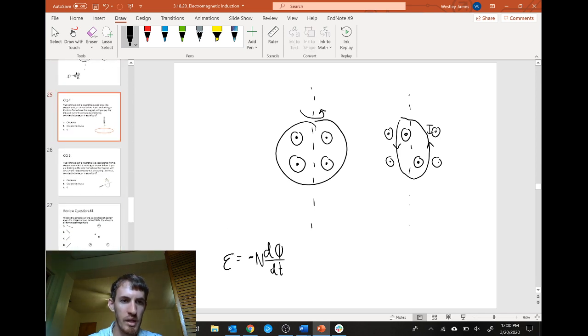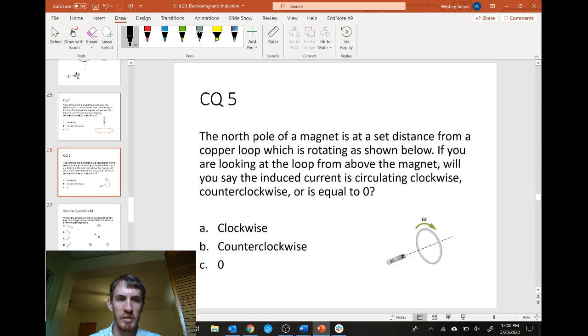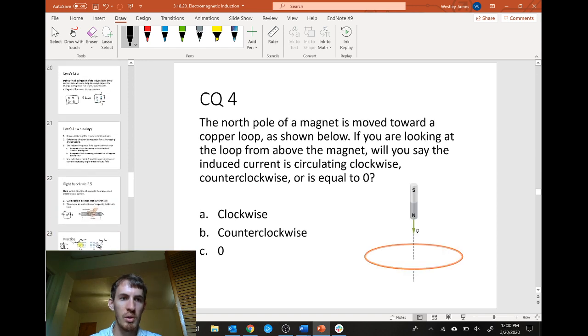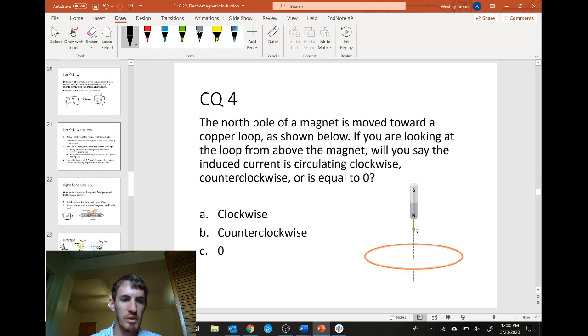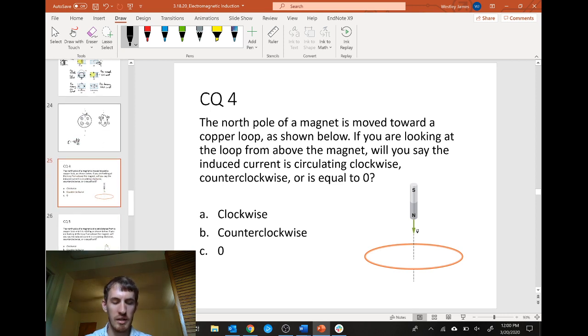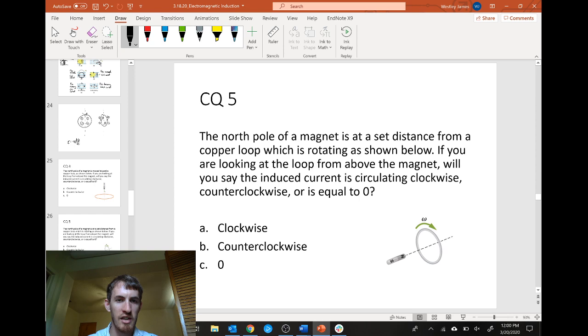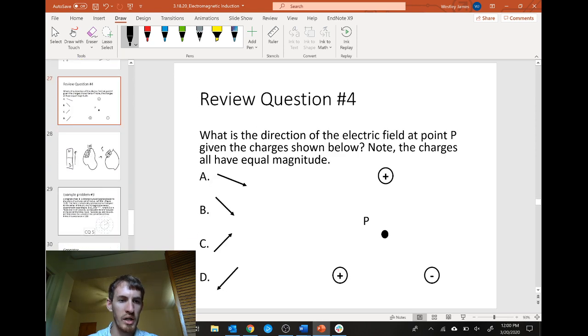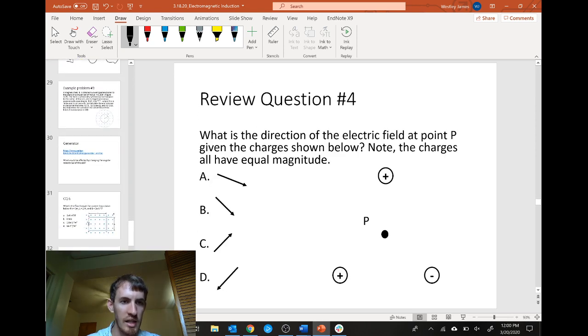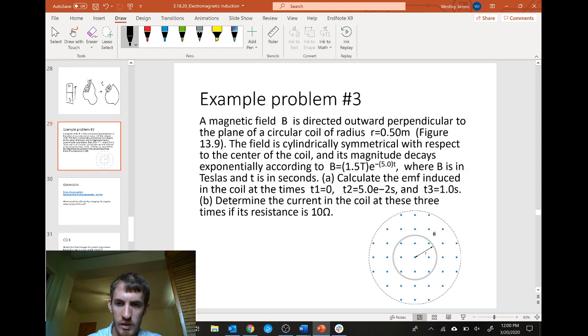All right. So there's some more clicker questions. These are the ones that you're going to see. So on the next clicker question kind of quiz thing, you have clicker question 4, clicker question 5, review question 4, and then, okay, so there's this problem. See if I want to do this one real quick.